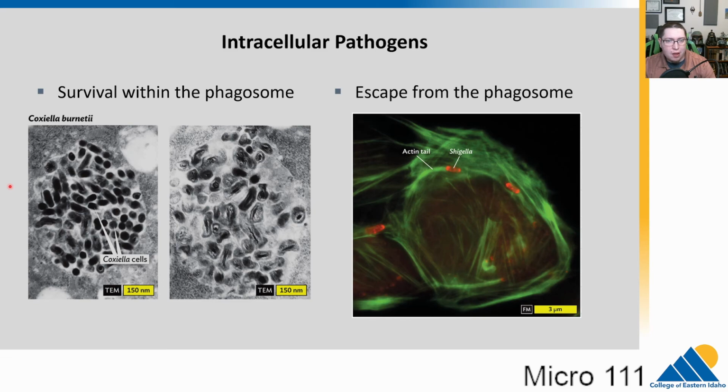Here we can see some actual micrographs of the process happening. Here's Coxiella burnetii, basically living inside a phagolysosome. It's just chilling. It's got all those toxic chemicals in there, but it's perfectly happy. Other ones like Shigella, here you can see it using those actin tails to move around through the cell.